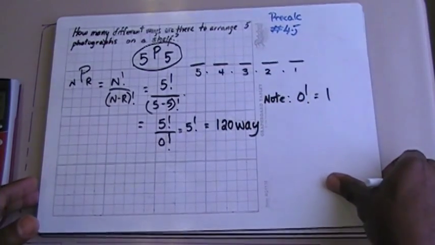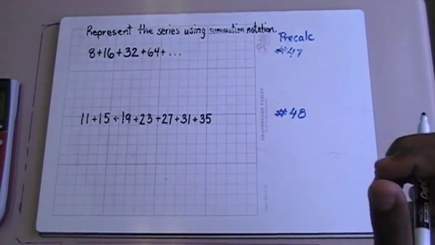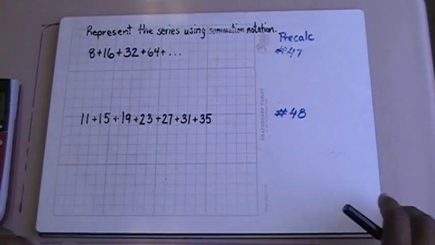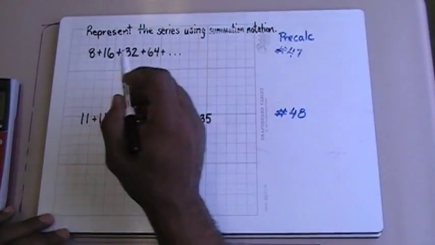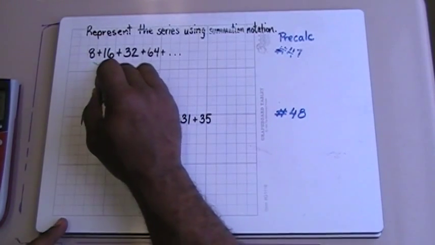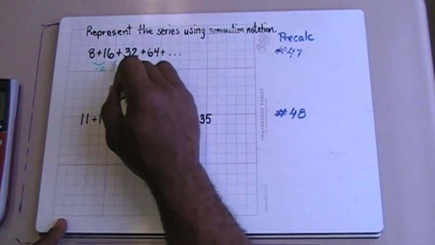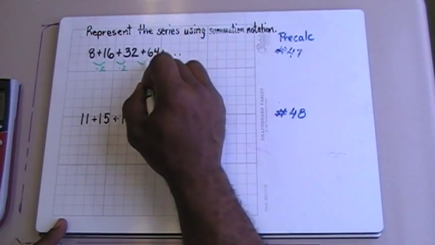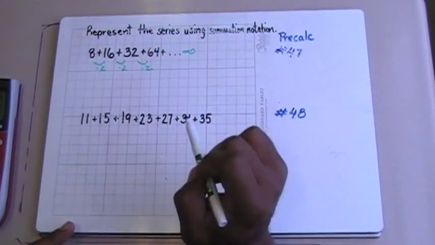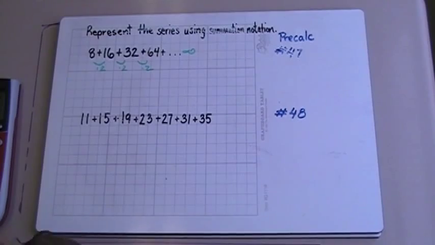Let's keep it moving. Represent the series using summation notation. This is how we've been doing this. We're trying to figure out the pattern first, of course. Figuring out the pattern here, it looks like a times 2, times 2, times 2. It goes on to infinity. So let's see if we can get this.